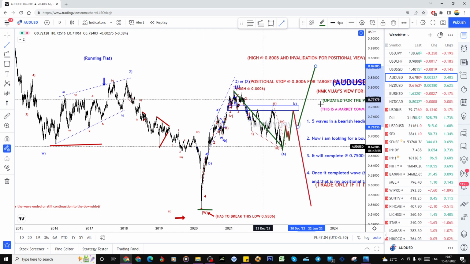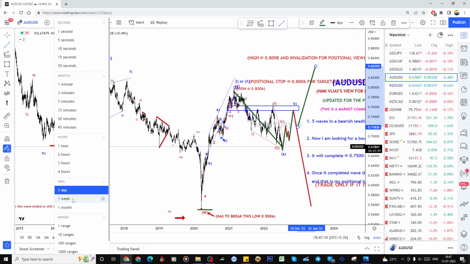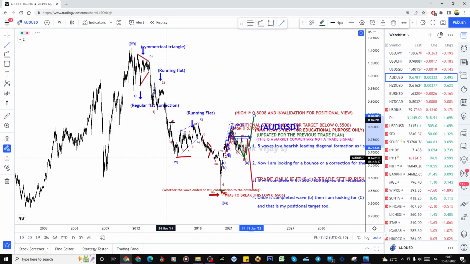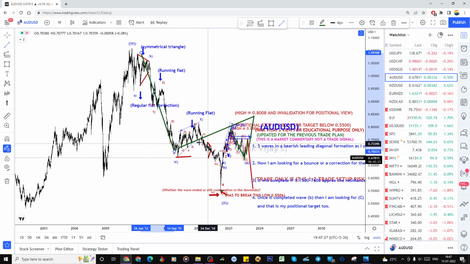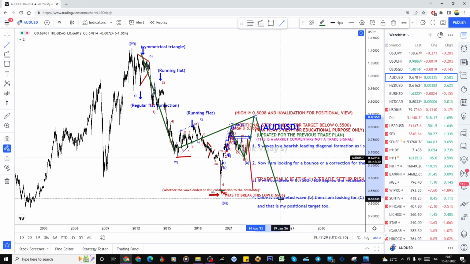Right? So if it did like this, so the whole thing becomes, in my view, it could be the expanded flat. So A, B, and C. So W, X, A, B, C, or W, X, again, Y. So this portion, this is the one impulsive, this is the correction, and one more impulsive to the downside.